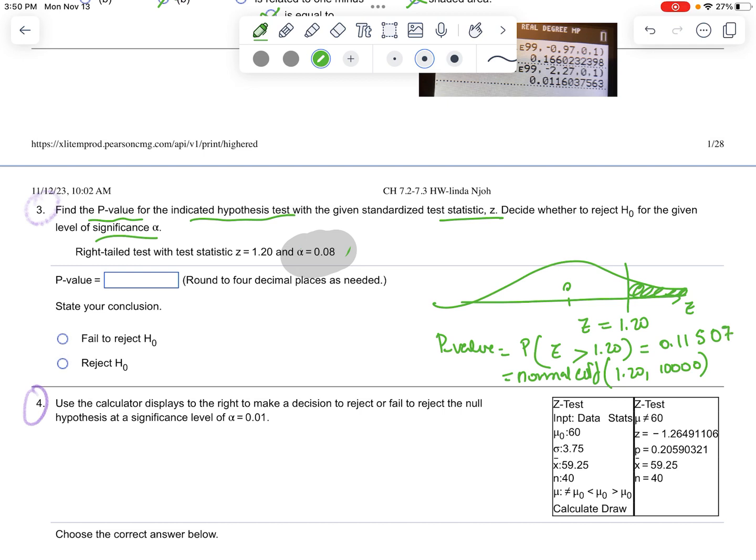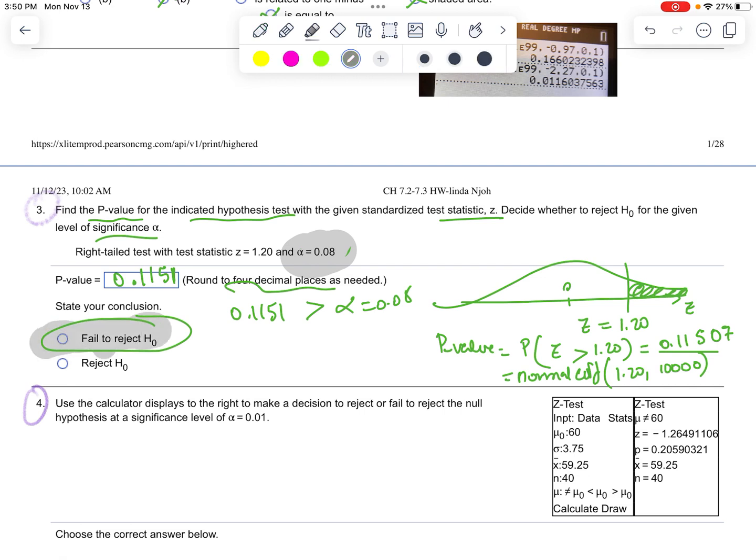07, something like that. Round to 4 decimal places. So 4 gets me to 0.1151. Okay, so you're going to compare this to alpha. So 0.1151 is greater than alpha. So we're going to fail to reject the null. Okay, fail to reject.